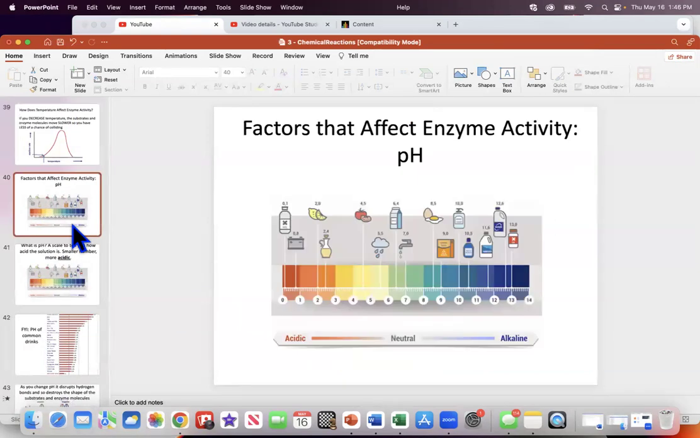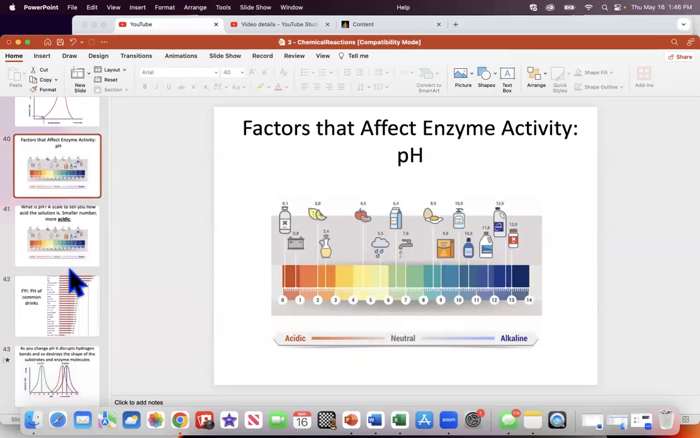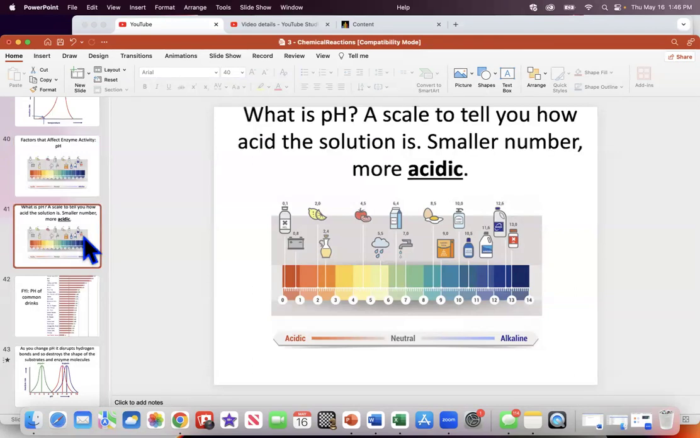Okay, let's look at the second factor that affects the enzyme's activity. The second factor is called pH. We have a specific lecture talking about pH. So first, what's pH? pH is a scale. It tells you how acidic the solution is. These scales go from 0 to 14. And we will have another lecture talking specifically about what each pH number means.